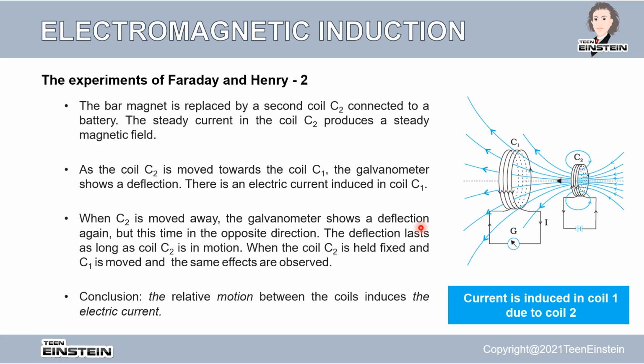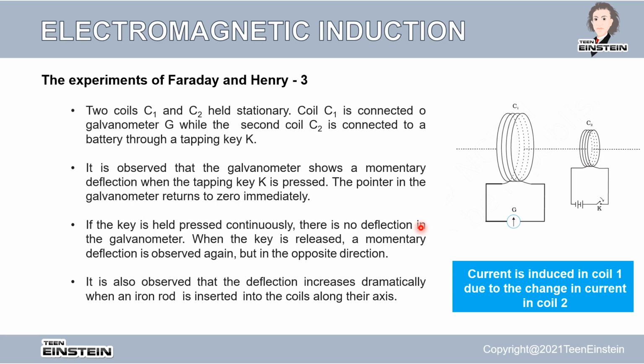So this experiment is exactly similar to what we observed with the bar magnet. So this kind of confirms our results from the first experiment. In this case, instead of a bar magnet, we have a current carrying coil which produces a similar magnetic field. Okay, let's move on to the third one.